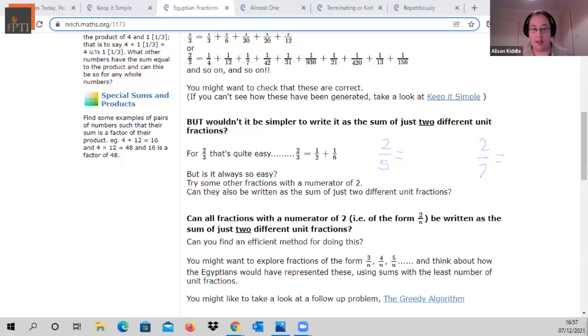Okay, Kieran's got one that works for 2/5, so I'm going to write that up and then we can check it. Has anyone got one for 2/7 yet? So I've got 2/5 equals, and I'm going to put a question mark for now because I still want to check it. It's not that I don't trust you, Kieran. I got the same answer, but we might have made a mistake. You never know. Plus 1/15.